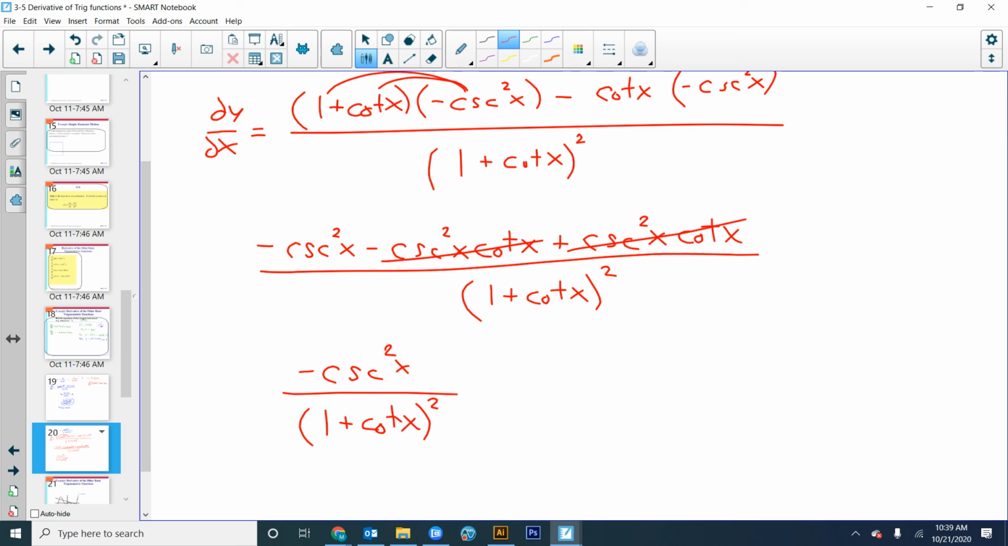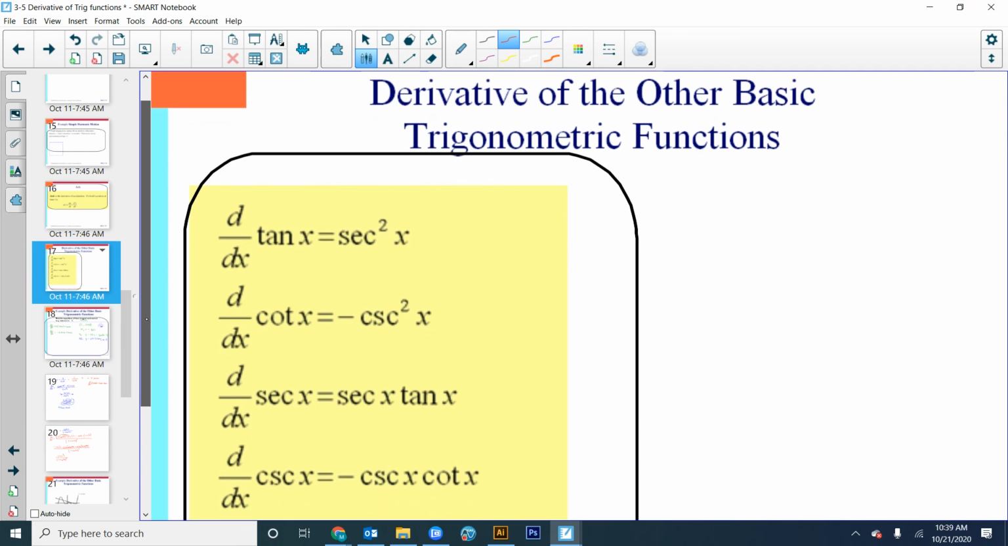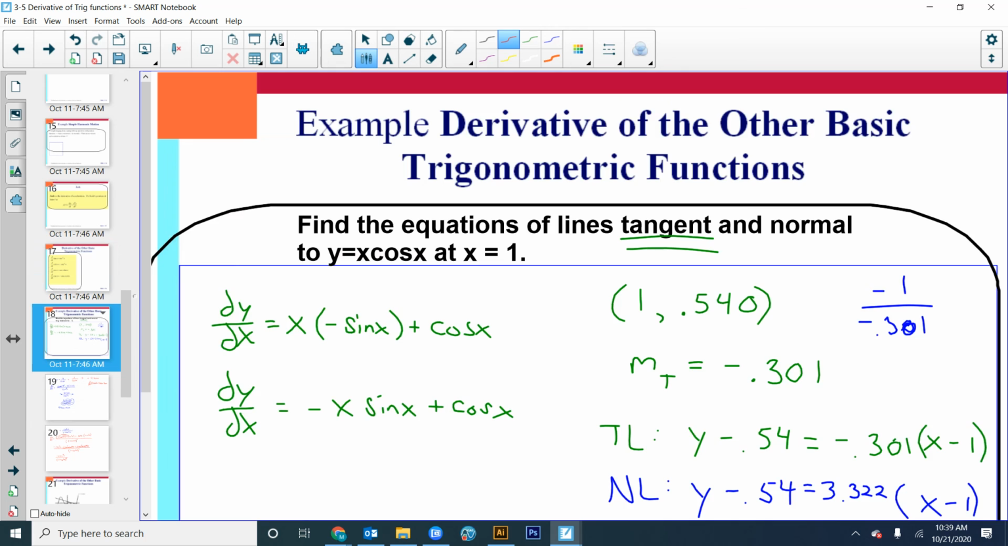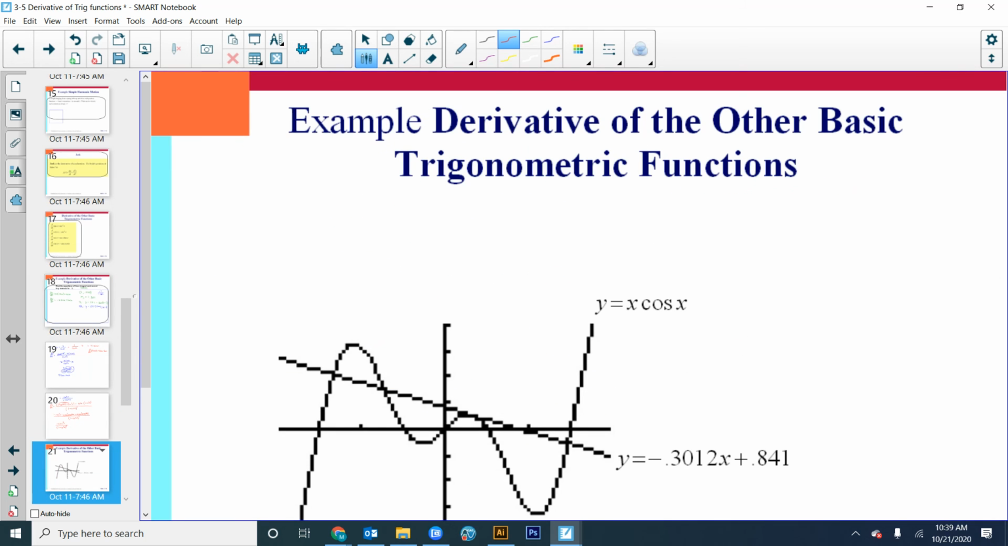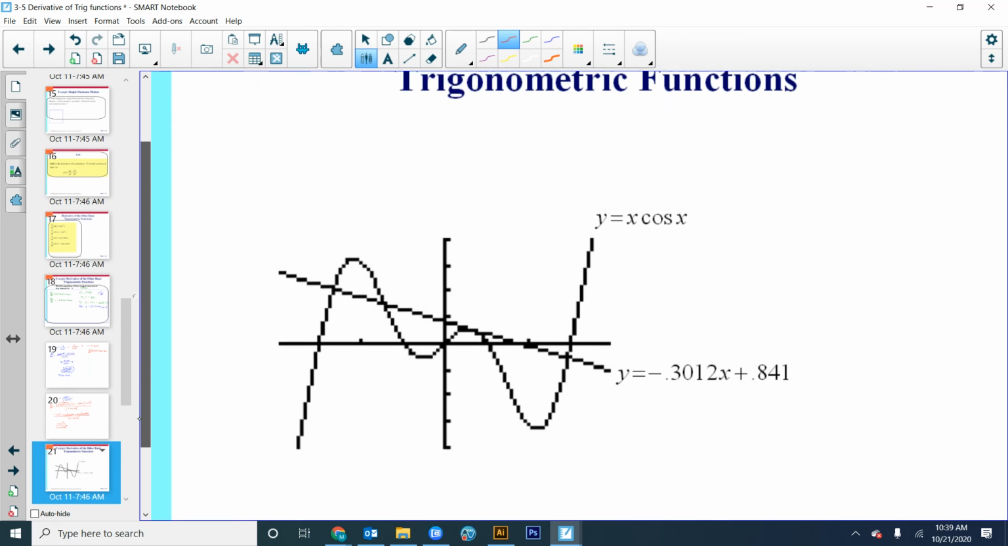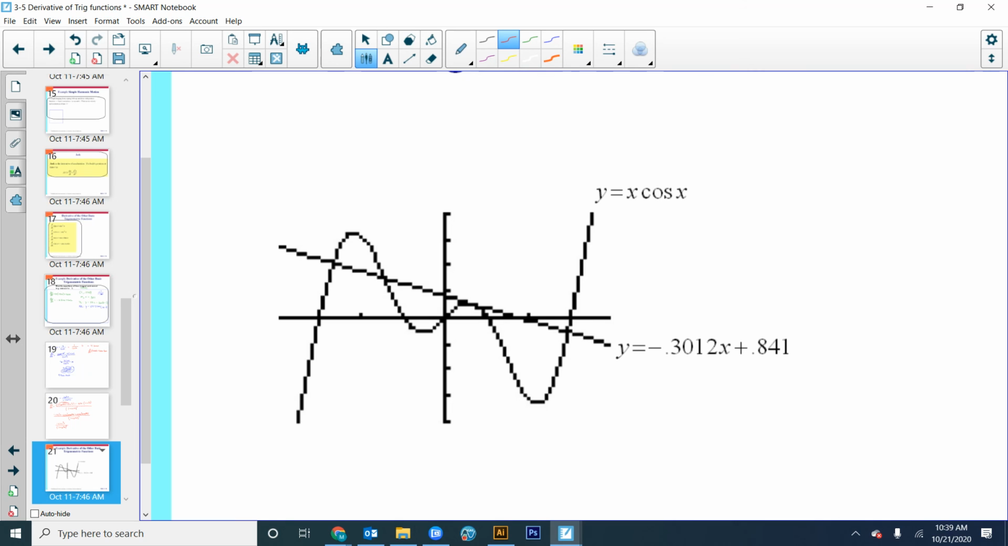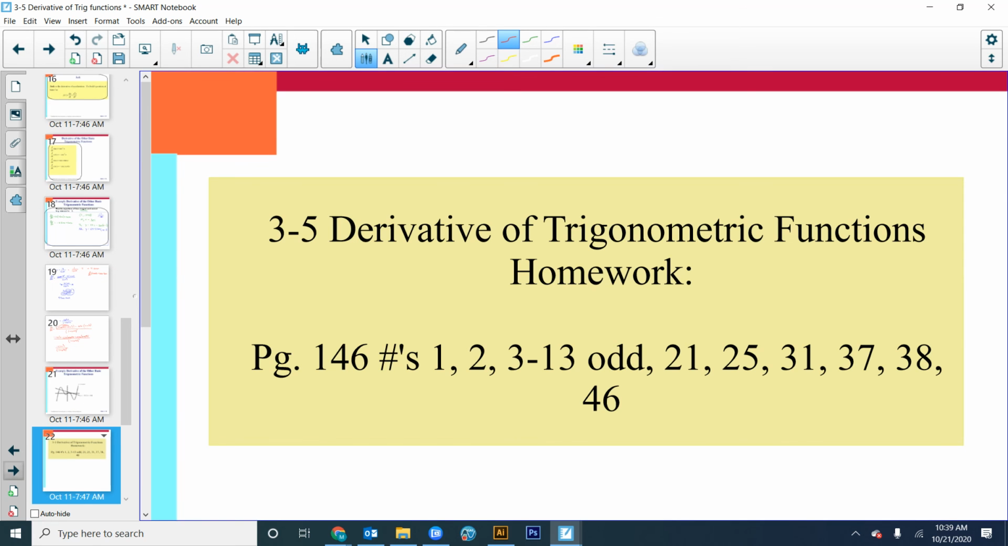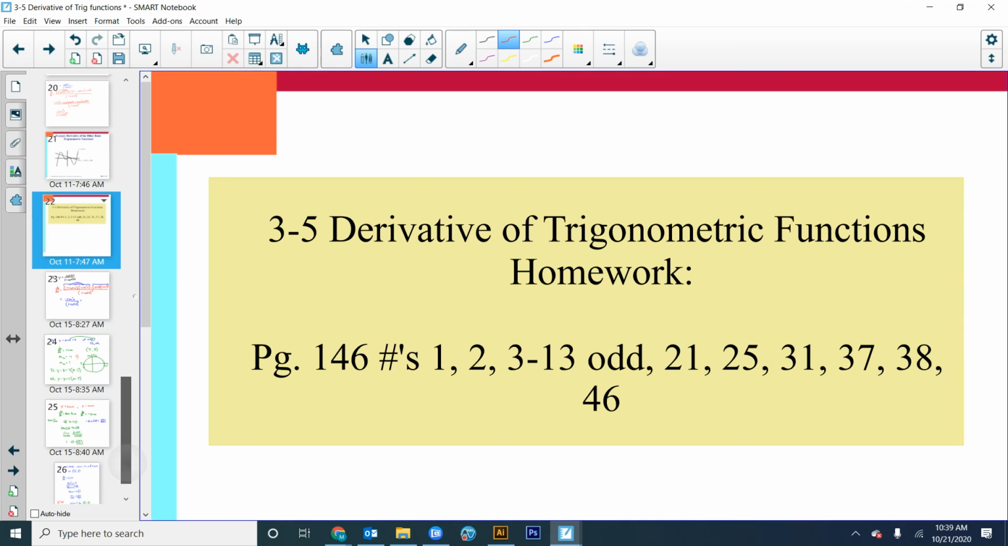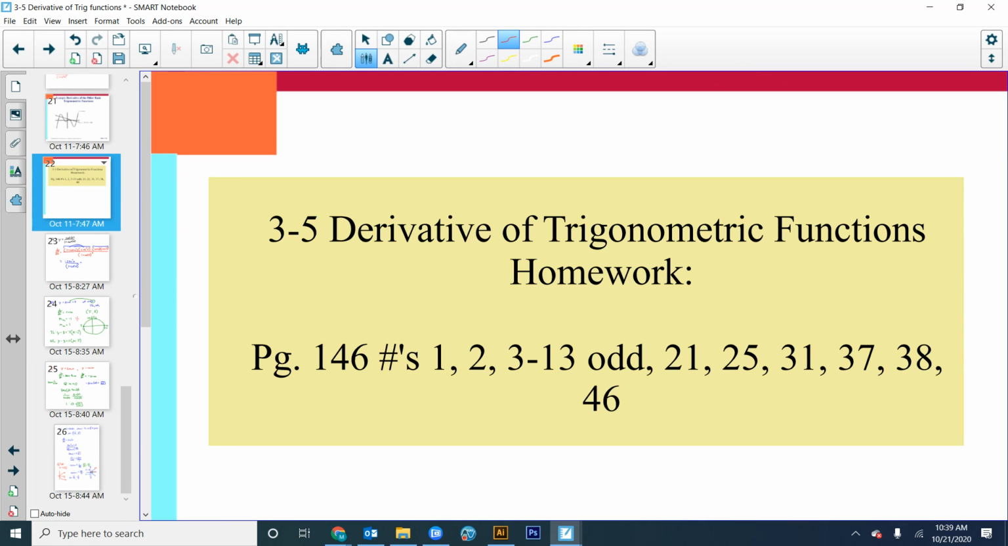All right, let's finish off this lesson. We're going to need to know the trig derivative rules. There was the problem that we did to start class that had a very small negative slope. There's the tangent line. All right, I guess that was the last problem. I thought there was another one.